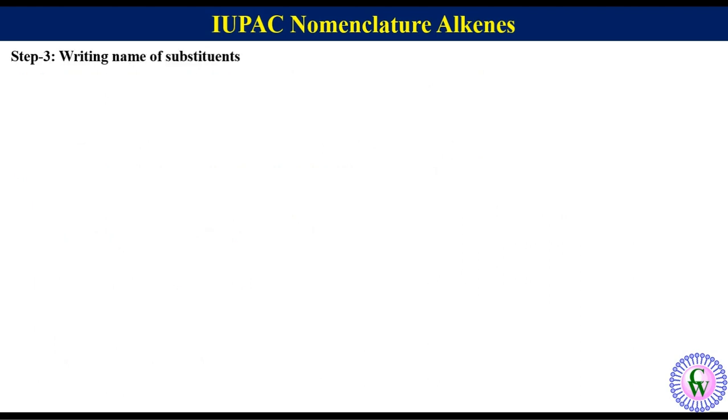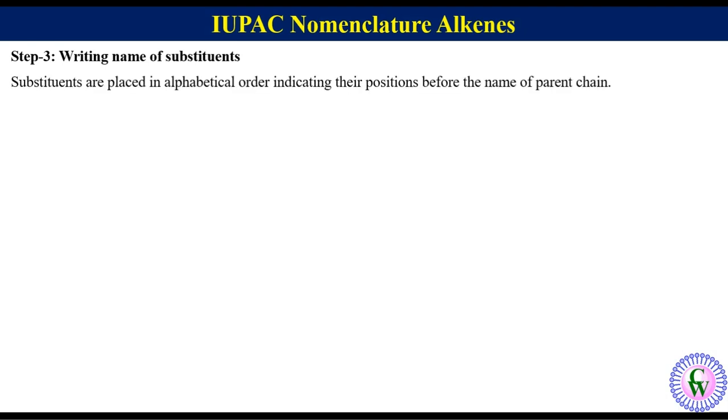Step 3. Writing names of substituents. Substituents are placed in alphabetical order, indicating their position, before the name of the parent chain. I am not going to discuss this part in detail in this video, as I have described it fully in a separate video on IUPAC nomenclature of alkanes. You can find that video by clicking on the i button or the link given in the description box of this video.